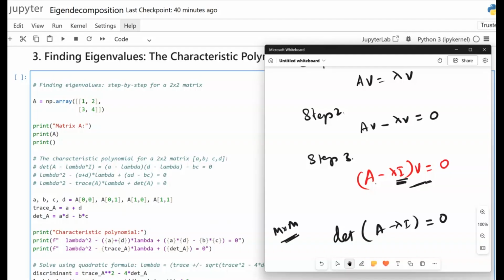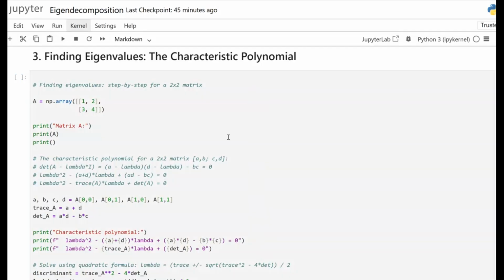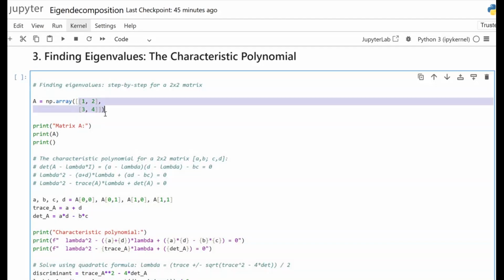So let me discuss that by using this code. This script derives and verifies the eigenvalues of a 2 by 2 matrix using both analytic formula and numerical computation, while highlighting key algebraic properties.